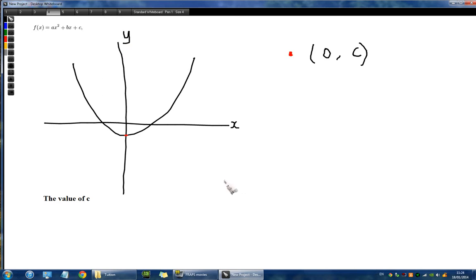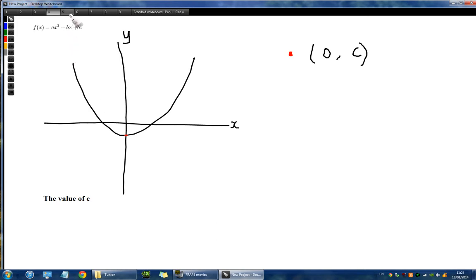So, for example, if I have a graph y equals x squared plus 6x plus 7, I can instantly say the intercept will be at the point 0, 7. And that actually makes sketching things quite easy.